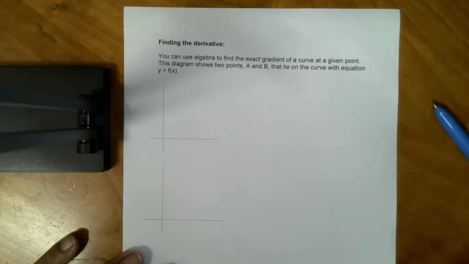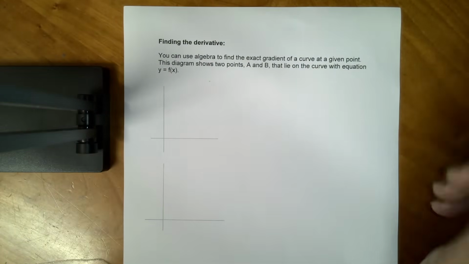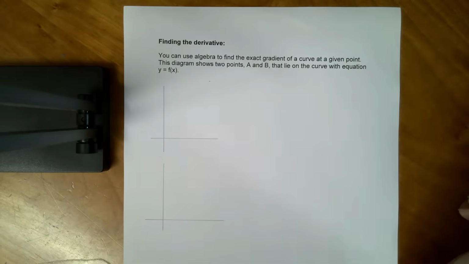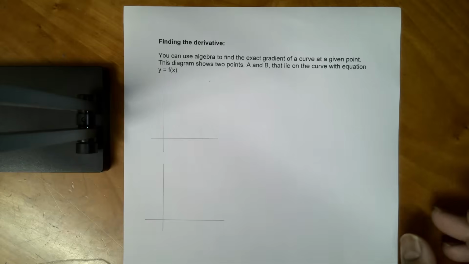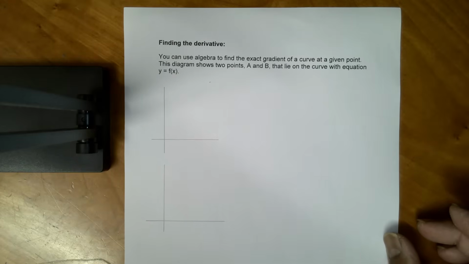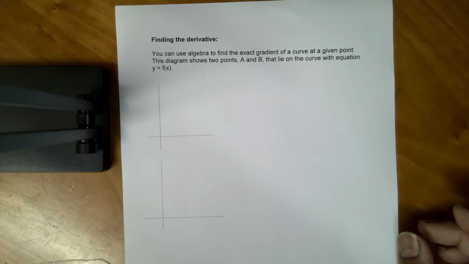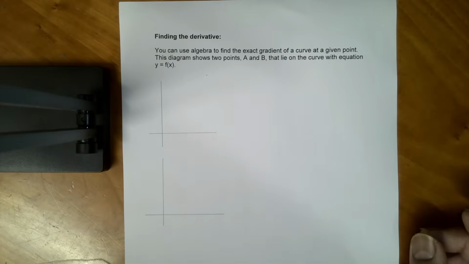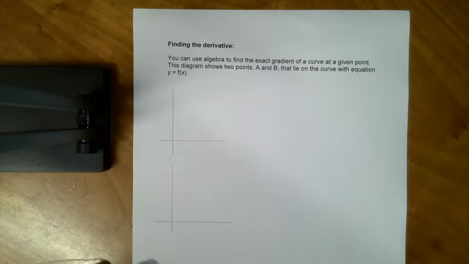Okay, so in finding the derivative, you can use algebra to find the exact gradient of a curve at a given point. This diagram shows two points A and B that lie on the curve with the equation y equals f(x).